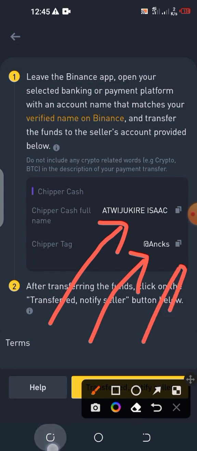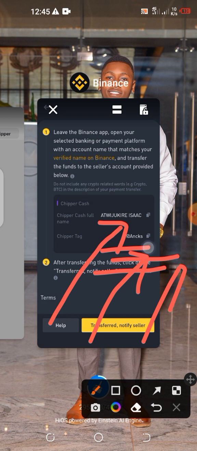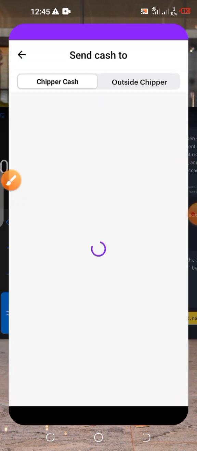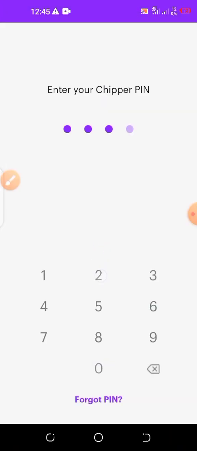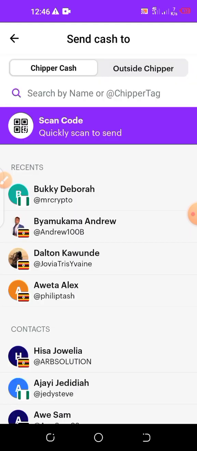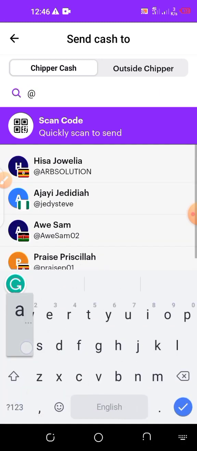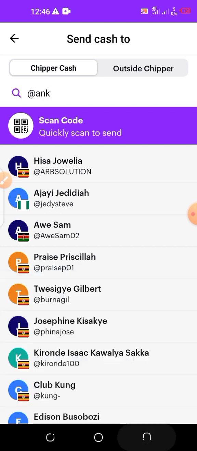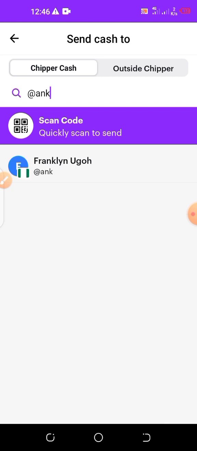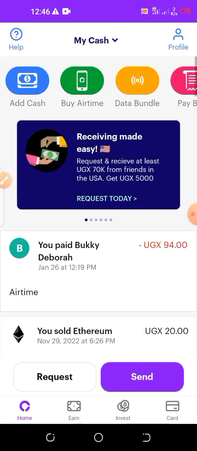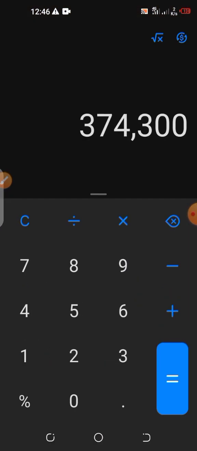So you come to Cheaper Cash here. Yeah, it requires a PIN. So you search the tag name for that person, you understand. You begin with @ then you put ANK. When you see that person, you will definitely send the money to that person, you understand. So this is the person, you definitely send that money to him or her. Therefore, remember the amount we are sending is exactly this one.